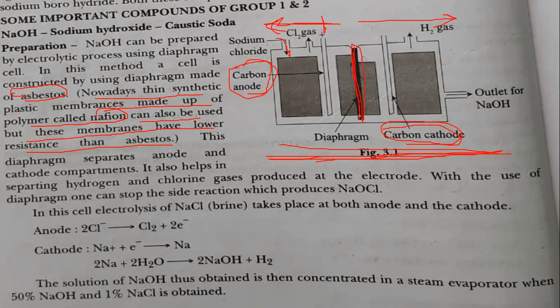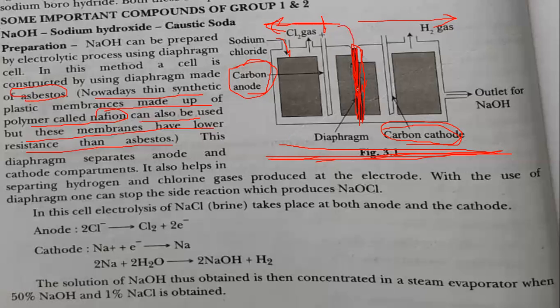In this method, a cell is constructed using a diaphragm, and the diaphragm is made up of asbestos. Nowadays synthetic plastic membranes made of polymer can be used, which may be called Nafion. That can also be used as a separating membrane for these two half cells. Now see, this diaphragm separates the anode and cathode compartments.